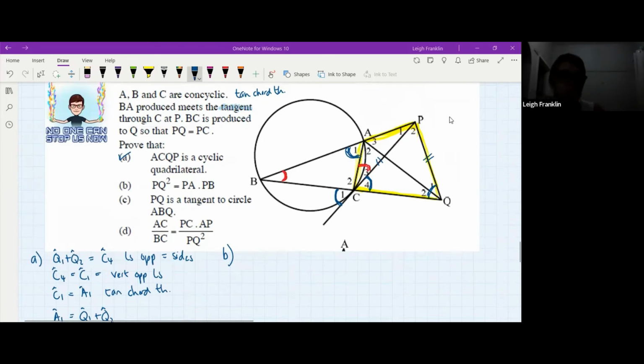Now they want us to prove that PQ squared equals PA times PB. So this is very similar to what we were just doing in the previous question. In fact, in the previous question, we did this twice. Do you think you guys can do this without my help? Or do you want us to do it together? Ma'am, I kind of feel like we should do it together.